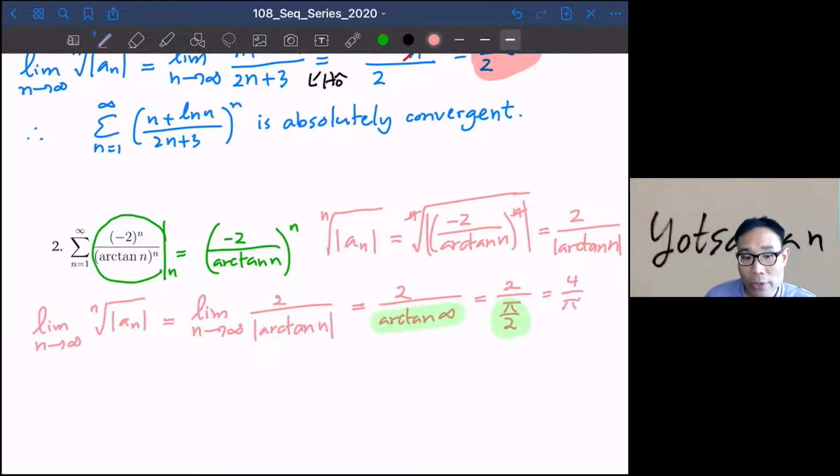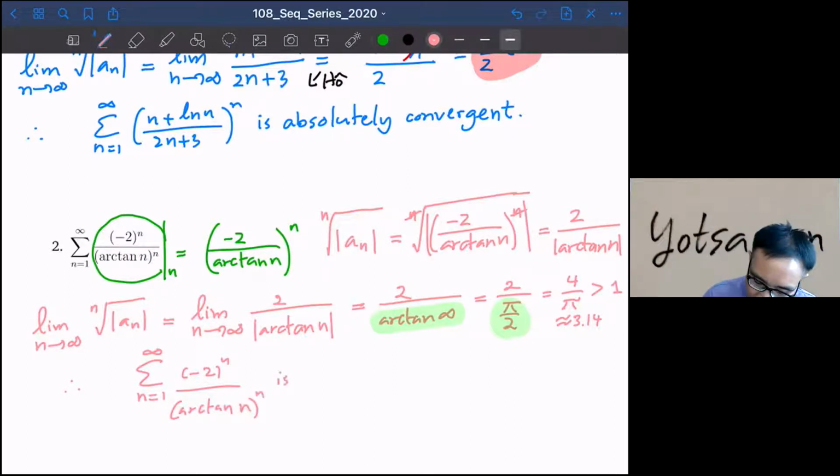So you have the limit equal to 4 over pi, and you know that pi is about 3.14. So 4 over 3.14 will be more than 1, so it will be larger than 1. So in this case, you're going to conclude that the series with terms (-2 over arctan n) to the n is divergent. That is how we do this one.